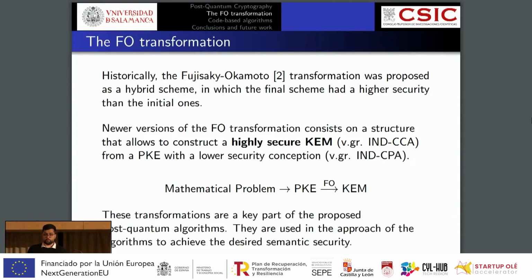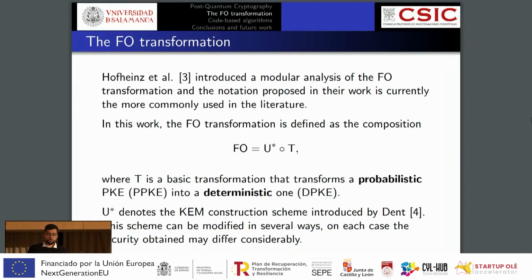This is very relevant in post-quantum algorithms because all of the candidates to the NIST call in this category of public key encryption use this transformation to reach the security that I was referring to, the indistinguishability against chosen ciphertext attacks. So, what does the version of the transformation applied to the NIST algorithms consist of?